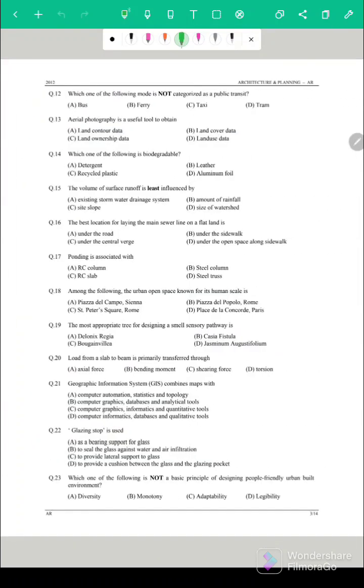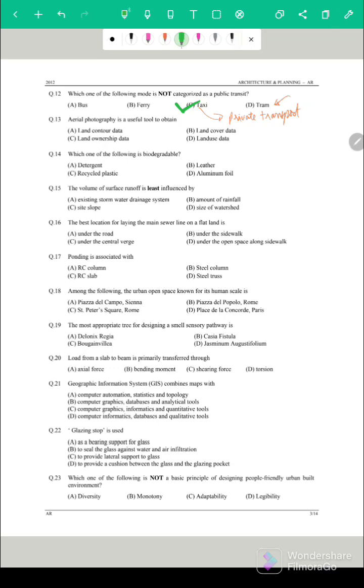Question number 12 is, which one of the following mode is not categorized as a public transit? So the correct answer of this is option number C, taxi, which is a private transport. And option number A, bus, is, as you know, a public transport. Ferry, which is also a part of public transport, and tram, which is used in Kolkata, is a part of the public transit system.